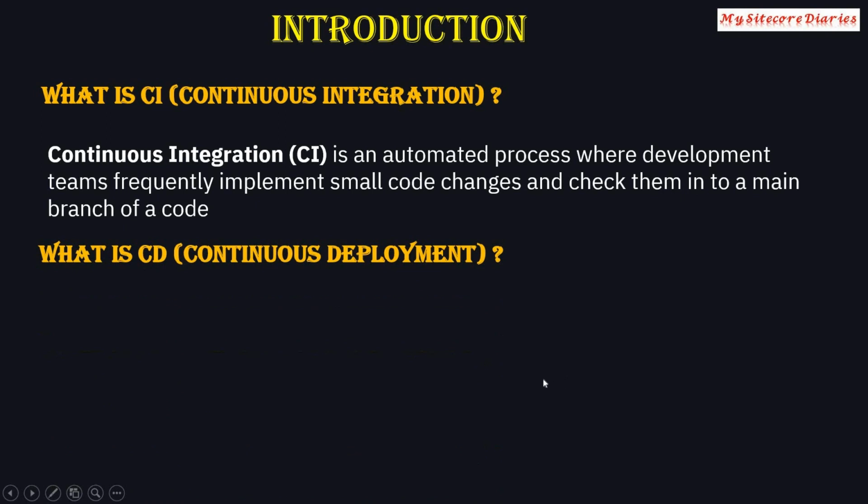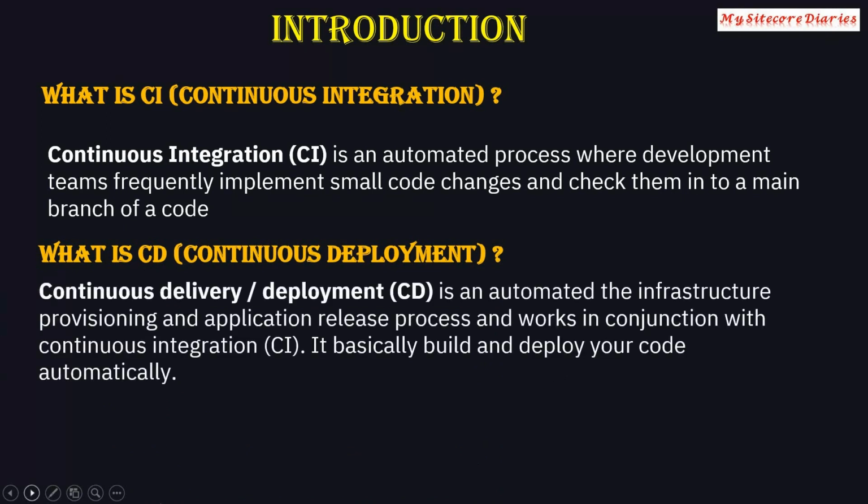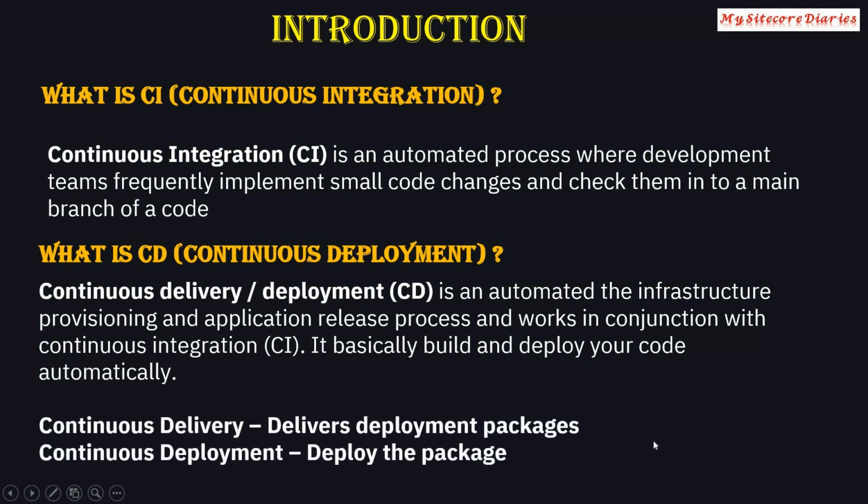Let's see what CD is, continuous delivery and deployment. If you go with the definition, it says continuous delivery and deployment is an automated infrastructure provision and application release process that works in conjunction with continuous integration. It basically builds and deploys your code automatically. Continuous delivery means delivering the deployment packages. Continuous deployment means deploying the packages.